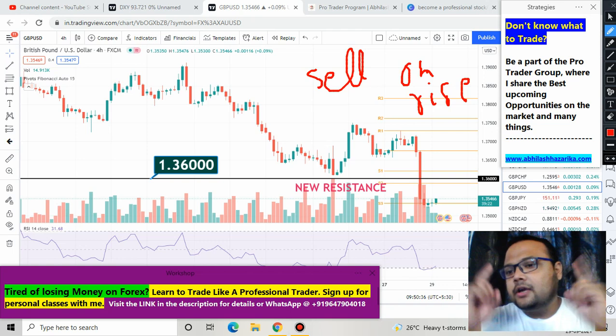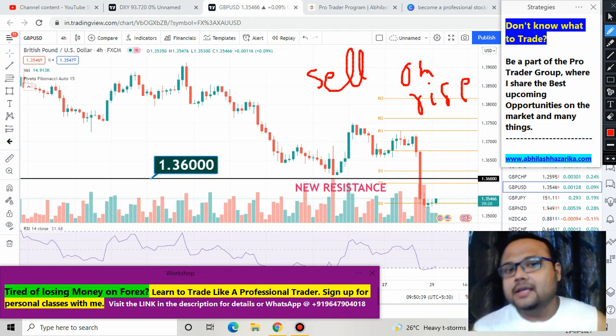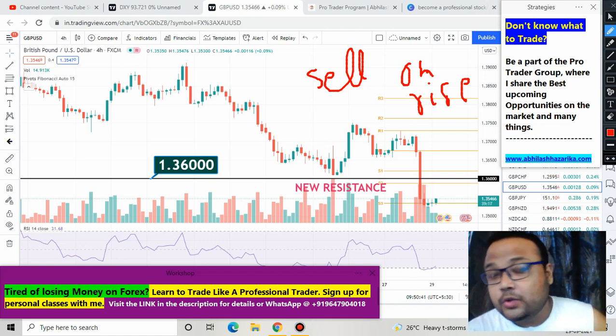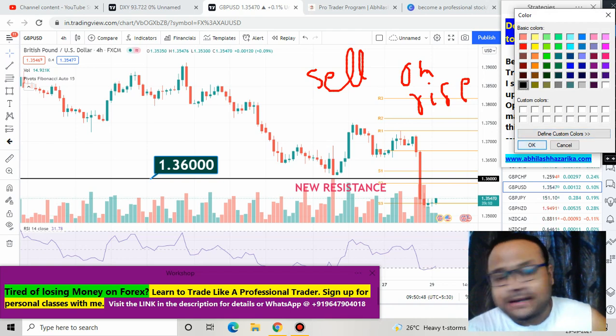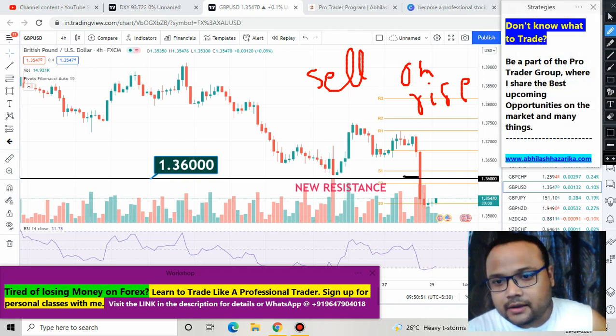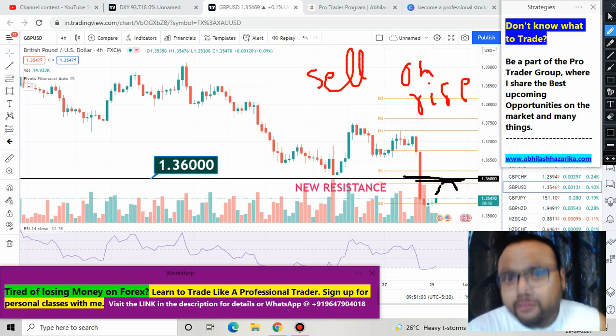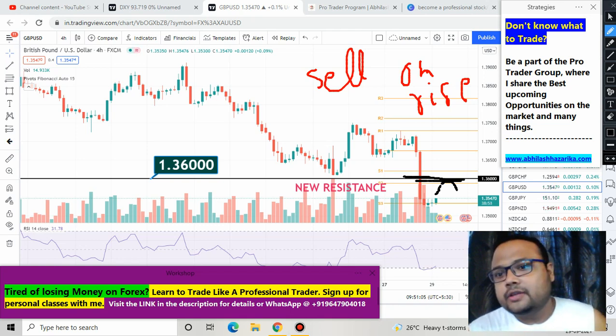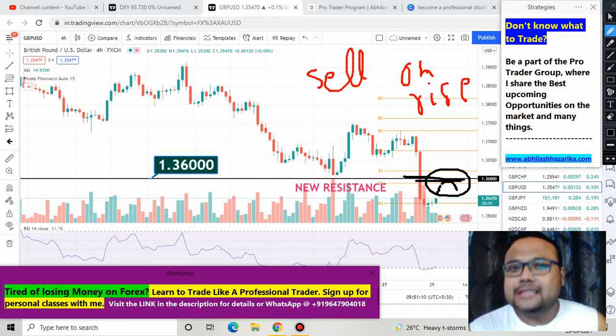As of now, the only resistance level in this chart is 1.3600, which was a very important and crucial level for GBP USD. And right now we can hope that this level will act as the resistance for the market. So when GBP USD goes up, this level 1.3600 will act as the new resistance and the market will reverse. If the market reverses from the 1.3600 level, we can short the market because this will be acting as the new resistance.